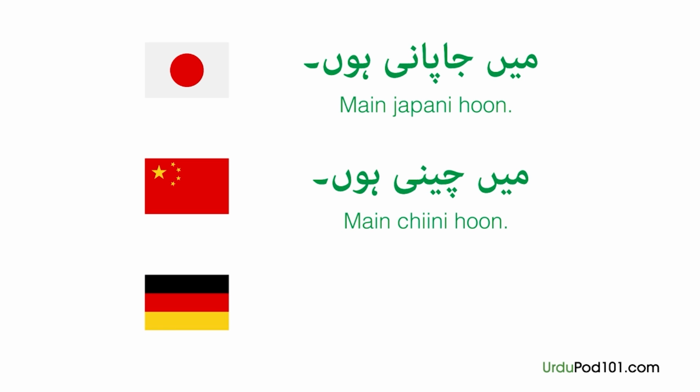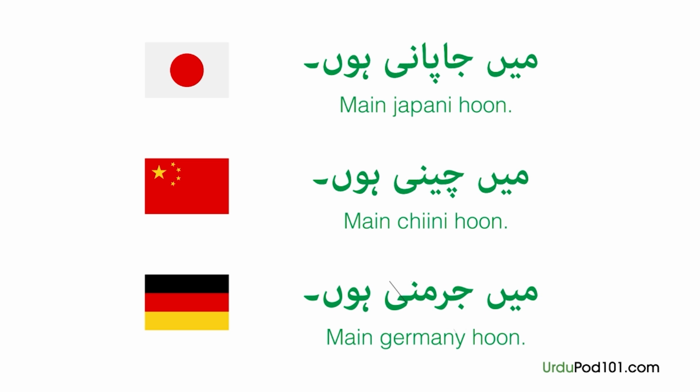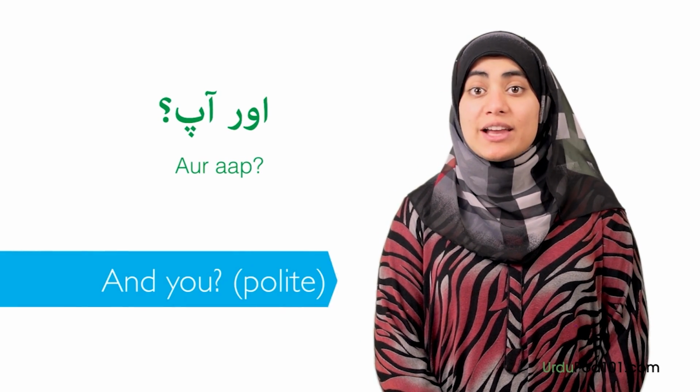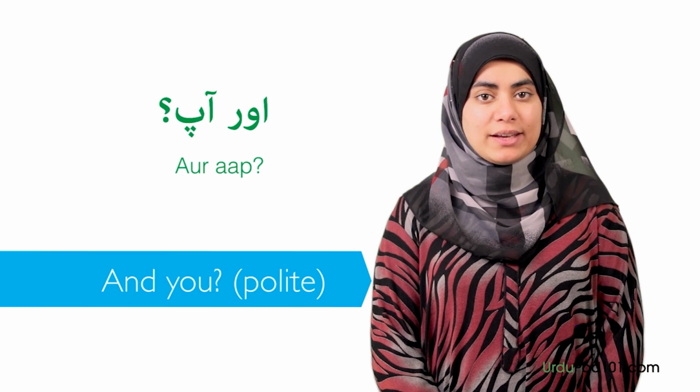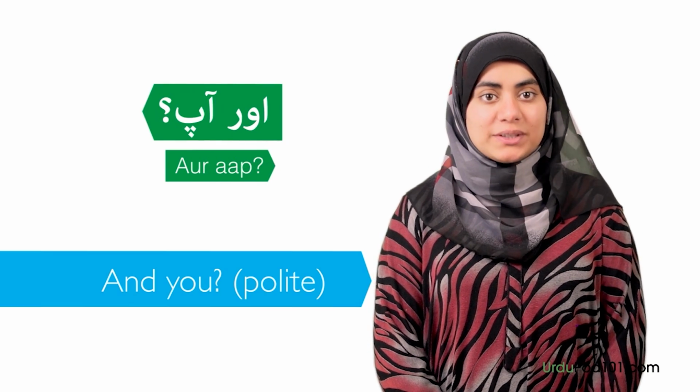If you are German, however, then the pattern would be different. You need to remove the Y at the end of the name Germany, so it will be मैं जर्मन हूँ. To return the question, you can simply say और आप, which is "and you" in a polite way, or आप.